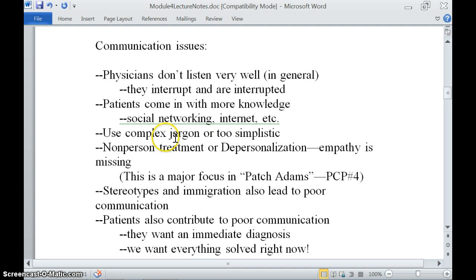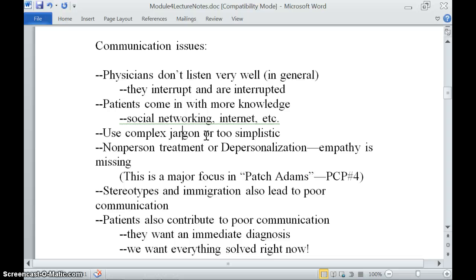Sometimes in communication, physicians and healthcare professionals use either complex jargon, meaning too highfalutin language, or too simplistic or baby language, so to speak. So you kind of have to know who you're talking to. Sometimes this is also just a little bit below here in terms of immigration. It may not be communication issues in terms of complex or simple language. It just may be different language, right, in terms of understanding that.